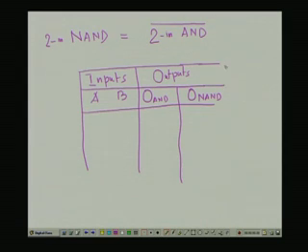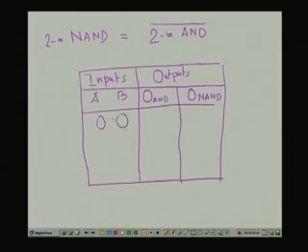Then see what will be the output. Say A and B can take 4 values, because 2 binary inputs means 2 squared, which is 4. So, if it is 0 0, what will be the AND? Obviously it will be 0, no path, and then it is complemented. NAND is already written as a 2 input AND complemented. So, the complement of 0 becomes 1.